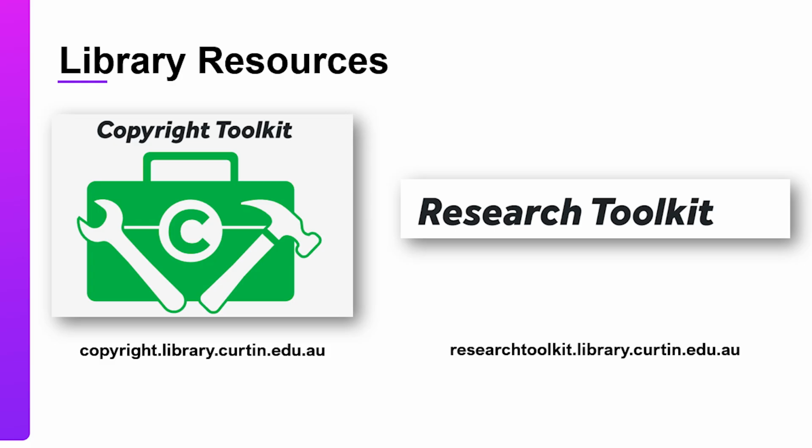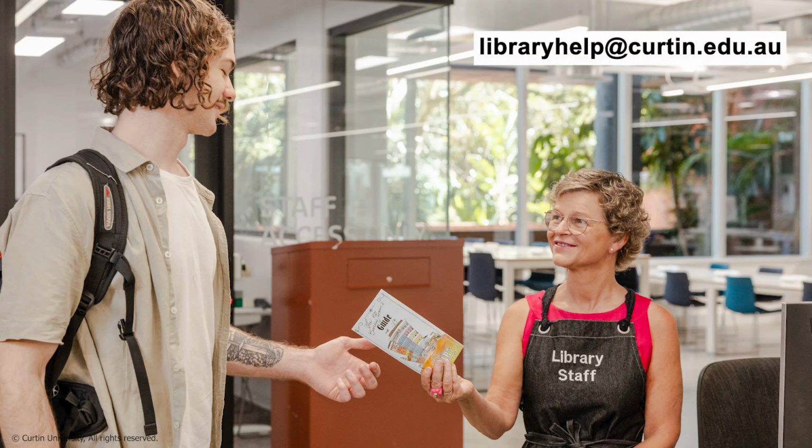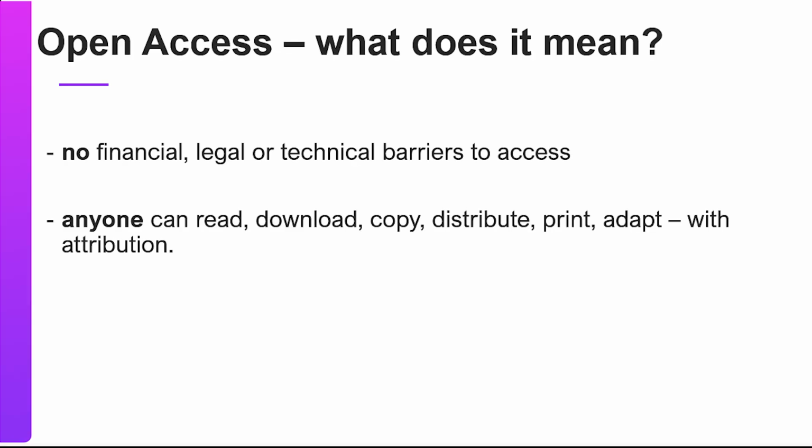Throughout this video, we'll be referring to library resources, such as the Research Toolkit and the Copyright Toolkit, to guide you. You can also reach out to us for more information at libraryhelp@curtin.edu.au. Let's start by talking about what open access is.